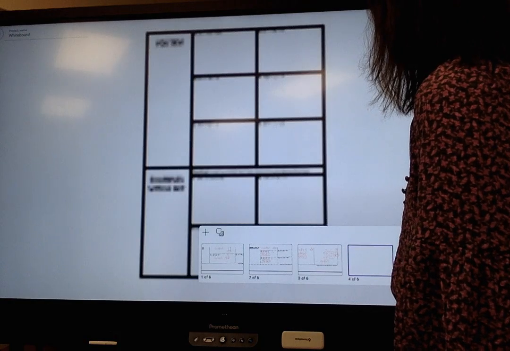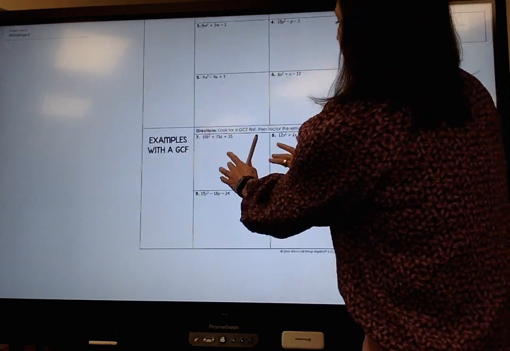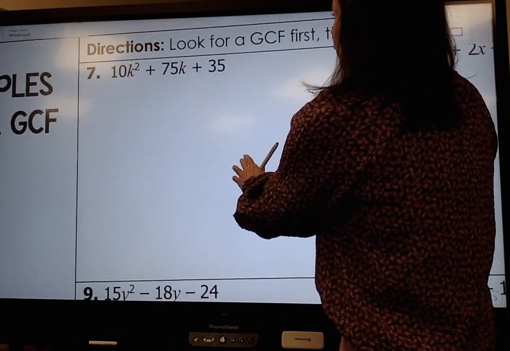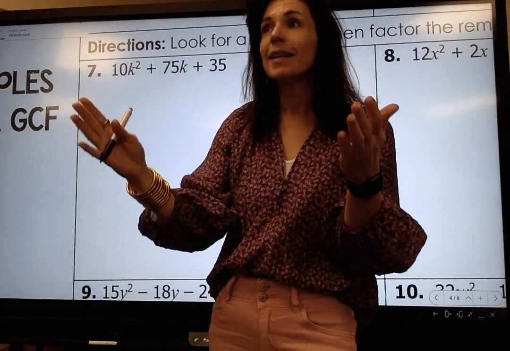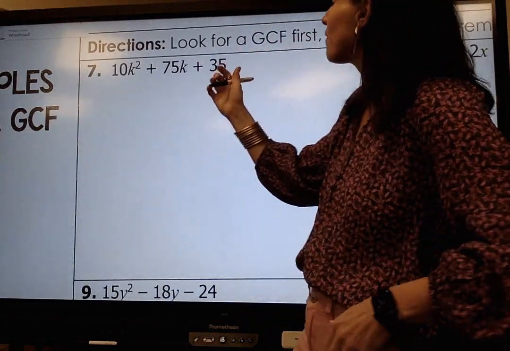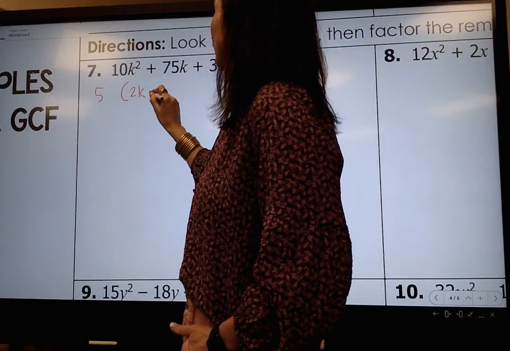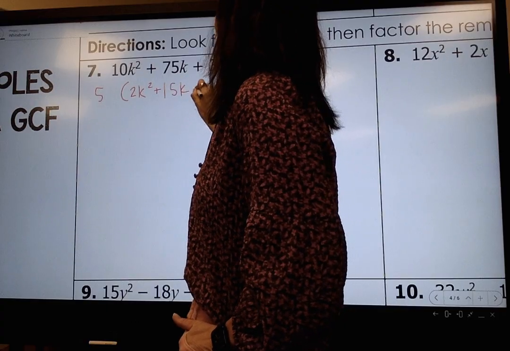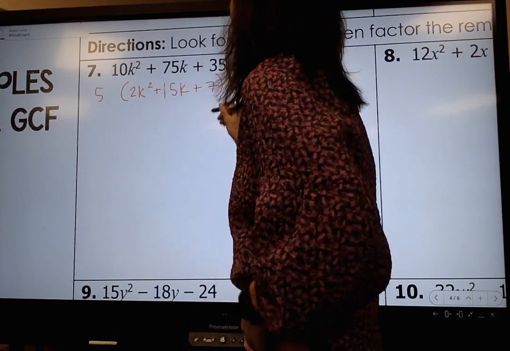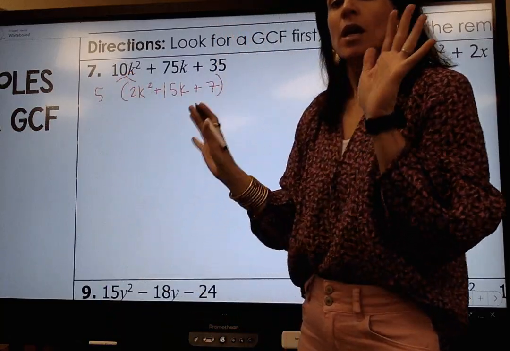Okay, let's go back to remembering our first step. So we'll practice these in class, but remember, in your first step, you always want to look for a GCF. Yes, there's a GCF. 5 is my GCF. So I took a 5 out. I have 2k squared minus 15k plus 7. They don't have anything else in common, so that's great.